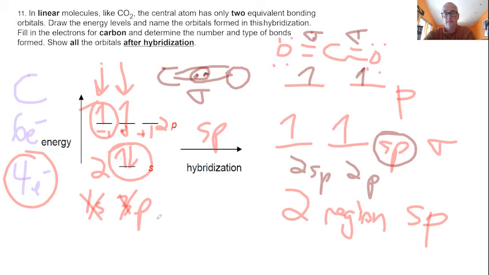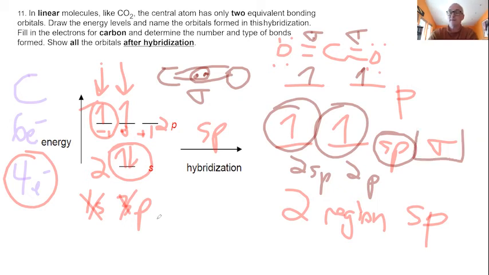Pi? Pi. The second one is a pi bond. And the third, if you have a triple bond, the third one is a pi bond as well. These two electrons, this one and this one, form the two sigma bonds because they're hybridized.